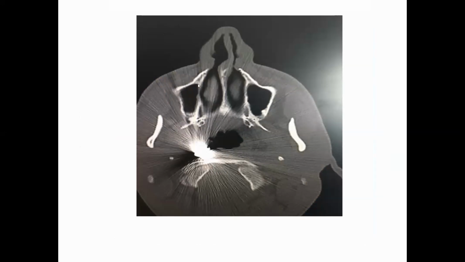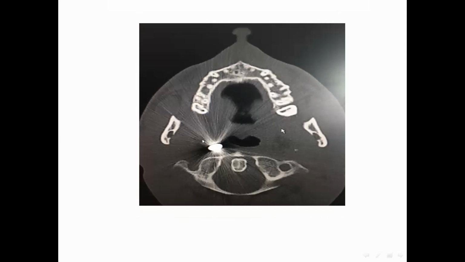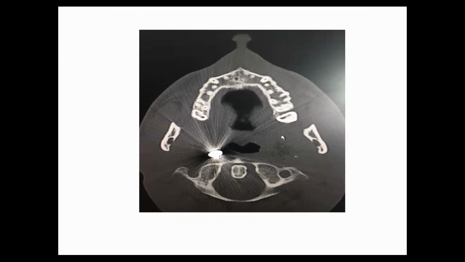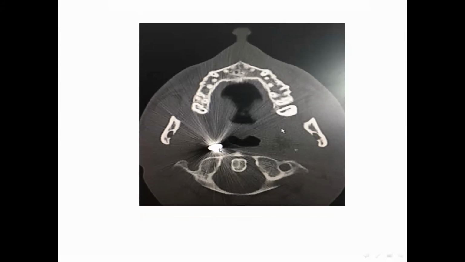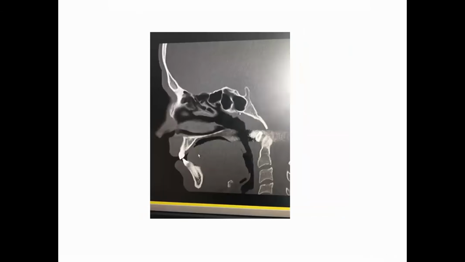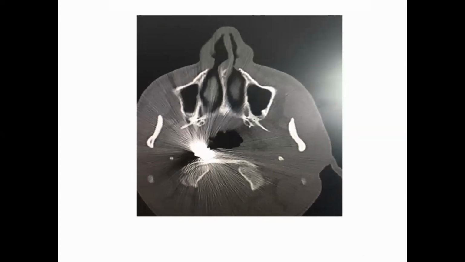Here is his CT scan. This is an axial CT scan. Okay, as we can see, the reflection of the pellet. And here maybe this CT scan is clearer. So this pellet is just 3 millimeters anterior to the second vertebral body. Okay, and here is another view. It's a coronal view for the pellet. And here is the sagittal view, which revealed the position of the pellet, as I said, 3 millimeters anterior to the second vertebral body.